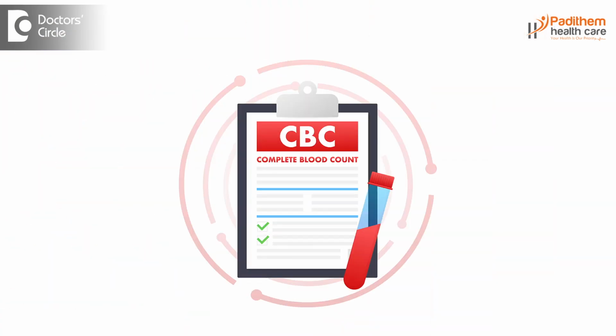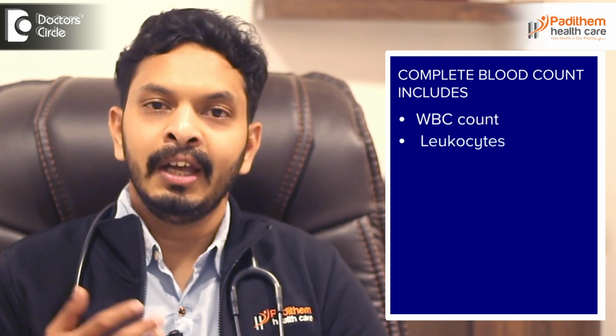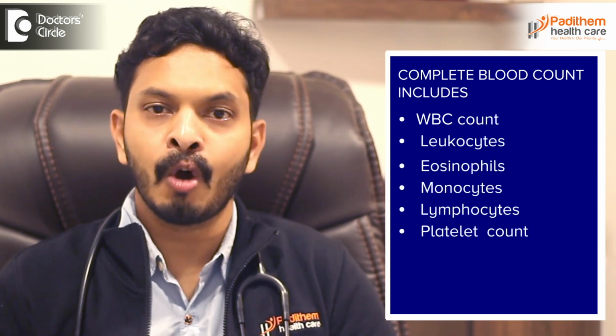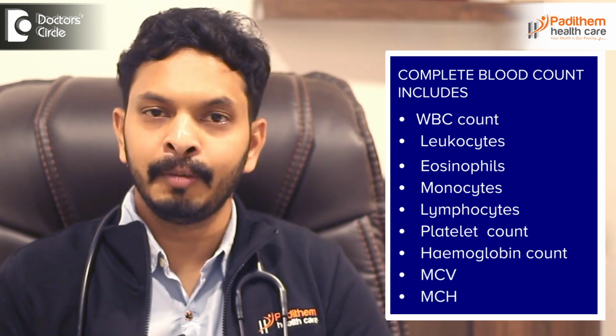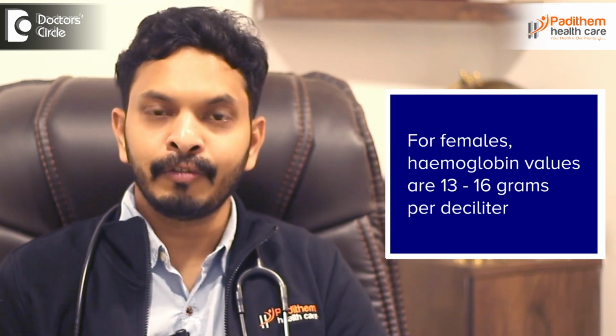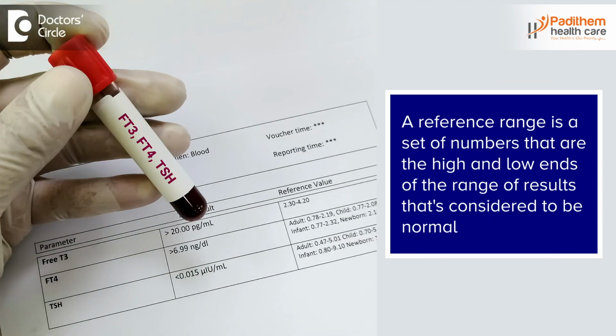For example, I'll tell you about a normal blood test which usually everybody does. That is called the complete blood count. In a complete blood count, there are 10 to 20 parameters included. For example, WBC count, leukocytes, eosinophils, monocytes, lymphocytes, platelet count, hemoglobin count. There are MCV, MCH. There are a lot of things in the report. So mainly when you go through your values, you need to check the reference values. There are different values for different populations. If it is female, the hemoglobin values are 13 to 16. If it is male, it is 15 to 17, like that. The reference range is mentioned in your lab reports.